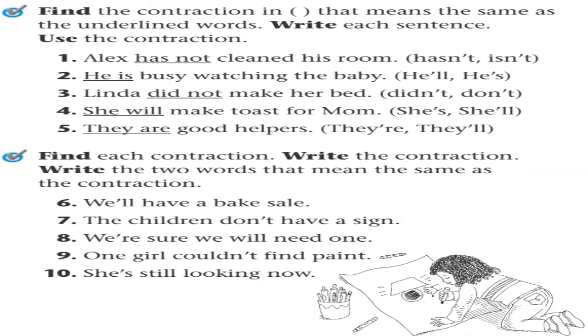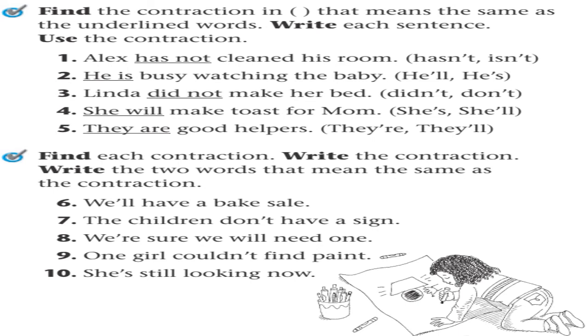Let's take another exercise. Find the contraction in brackets that means the same as the underlined words. Write each sentence, use the contraction. Number 1, Alex has not cleaned his room. So we need the short form of has not. The choices are hasn't or isn't. Number 2, he is busy watching the baby. The short form of he is, he'll or he's.